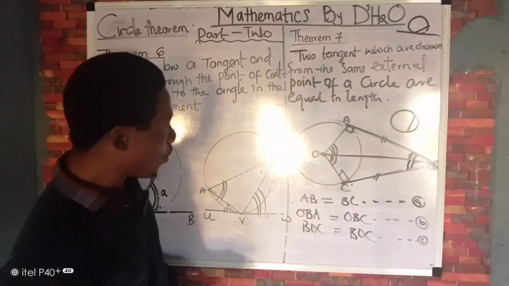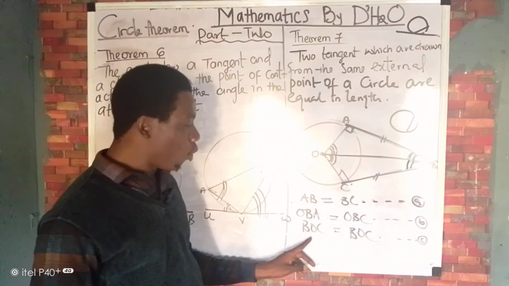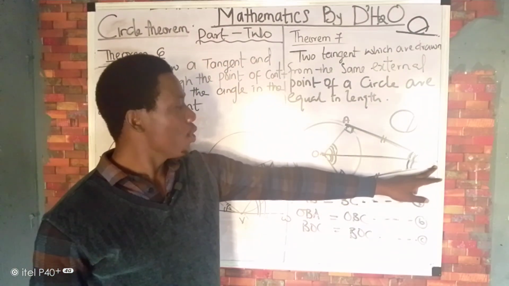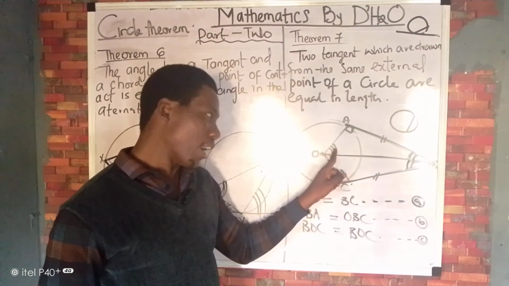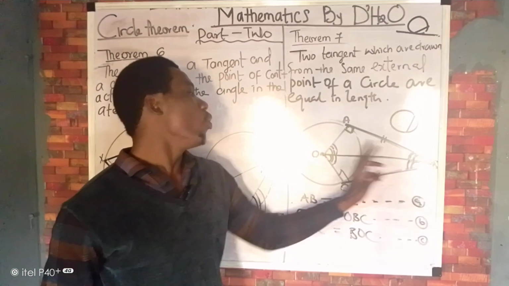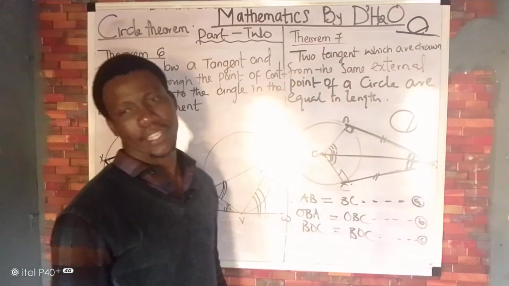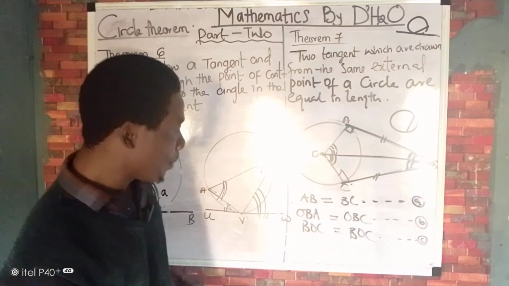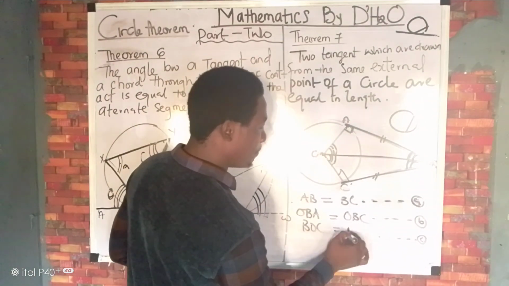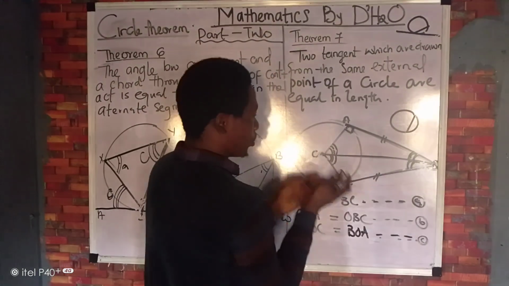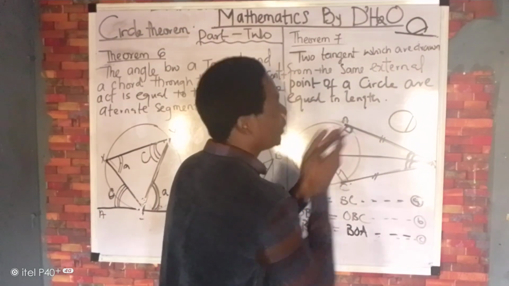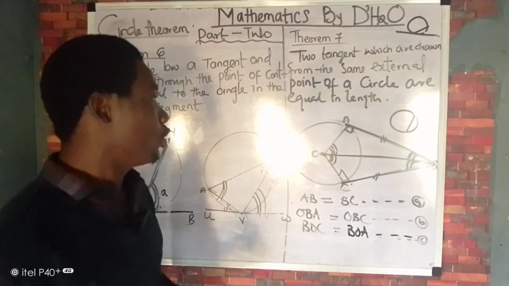The other one says BOC, which is this angle that is here, is also equal to this angle, which is called BOA. They are equal to each other, yes. So BOC and BOA are equal to each other.